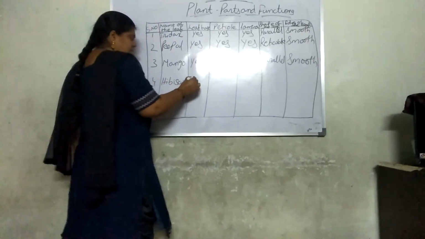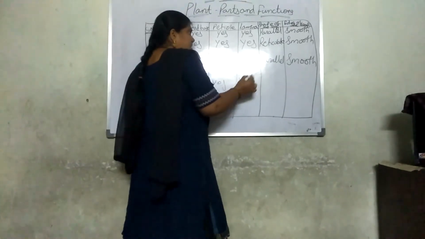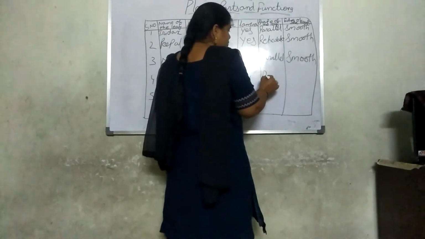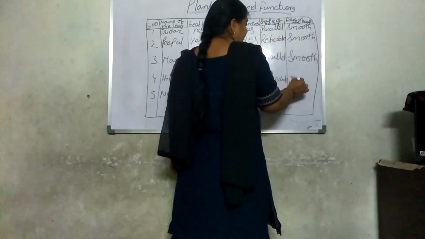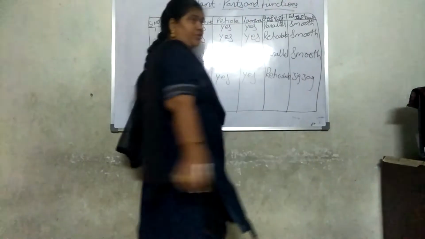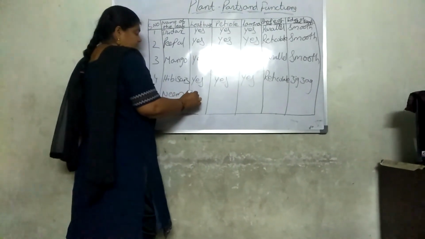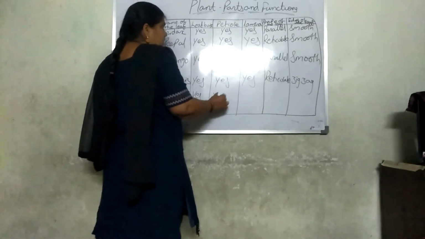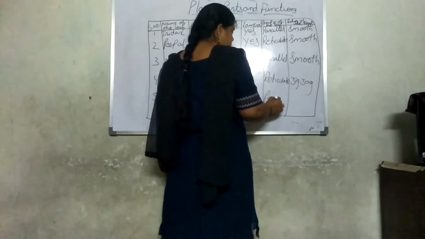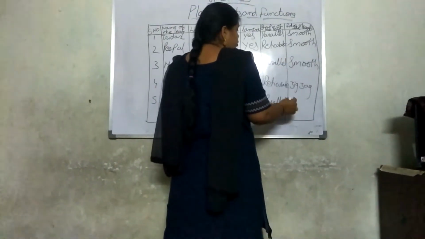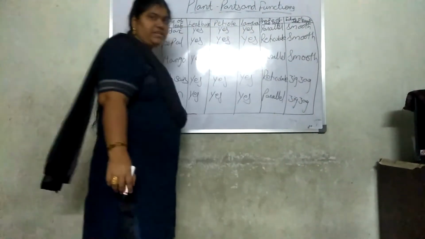Next, hibiscus. Does it have leaf base? Yes. Petioles? Yes. Lamina? Yes. Then the shape of the leaf is reticulate. And how will the edge of the leaf be? Zigzag. Next, neem. Leaf base, yes. Petioles, yes. Lamina, yes. The shape of the leaf is parallel, and the edge of the leaf is zigzag.